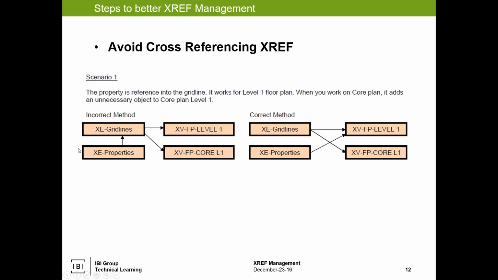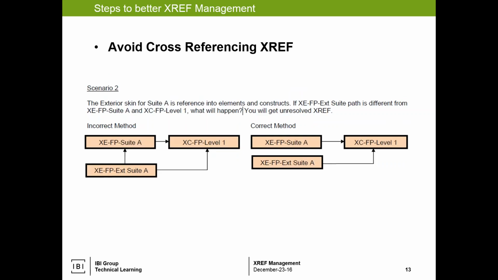So this is the incorrect method. What you're doing is technically adding more crap to core levels. Okay, the correct method should be that the XE grid line should go to its own. So let's say this one goes to here, that one goes to there, and then property goes to there, and then here you only have grid lines and not the property line. This is what I've seen a lot of people doing because they keep referencing stuff. Let's say they want a grid line, they're referencing property lines into it, but it's not necessary. Just keep in mind, don't do that.